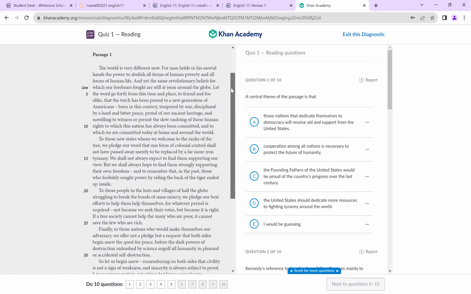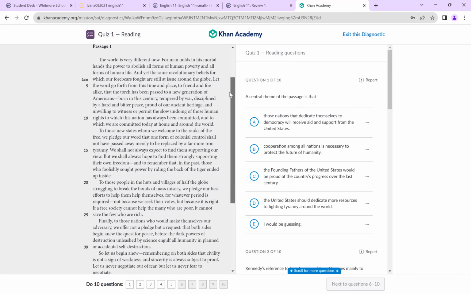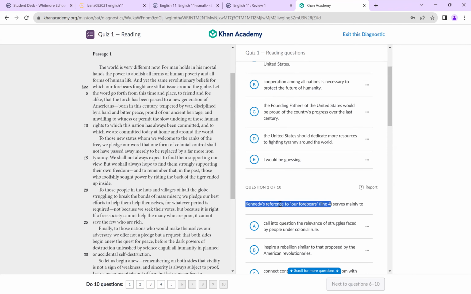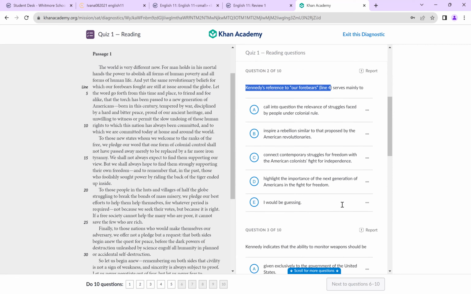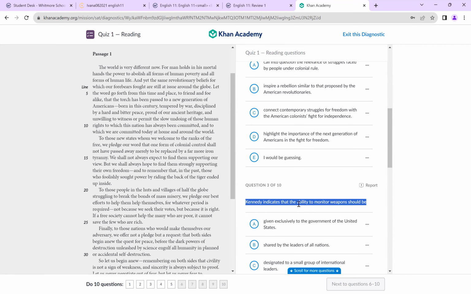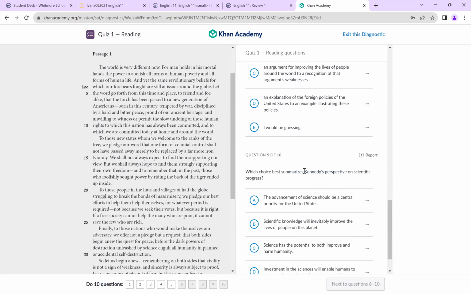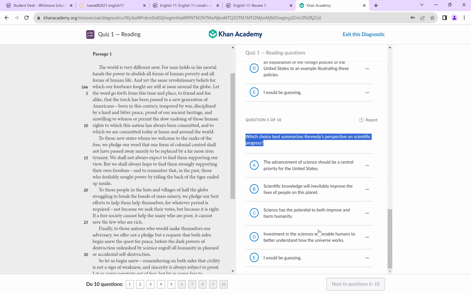So I don't know how you want us to do this. You can obviously log in, but the right way to do this from a testing strategy standpoint is actually to read the questions first. So: a central theme of the passage is; Kennedy's reference to our forebears is; Kennedy indicates the ability to monitor weapons should be; over the course of the passage, the main focus shifts from; which choice best summarizes Kennedy's perspective on scientific progress? And then there are some more questions here. They don't want you to go to those until you answer these.